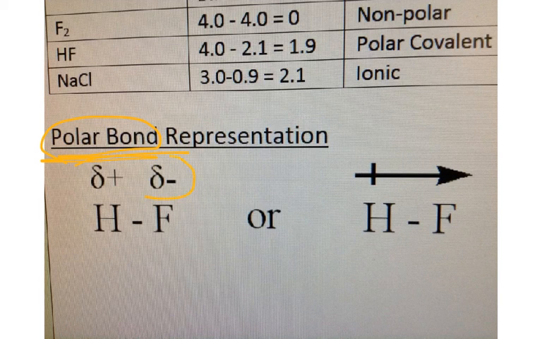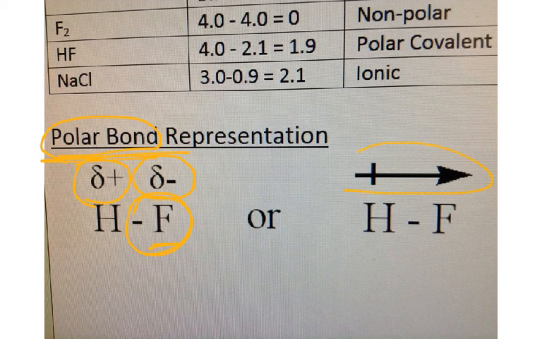You can either use the delta with the positive and the negative. Once again, the one that's more delta negative is the one that has a higher electronegativity value. So in a chemist's eyes, what it's saying is that F has a higher electronegativity, and it is having an unequal share of electrons, where the electrons are more found on F than on the other one.